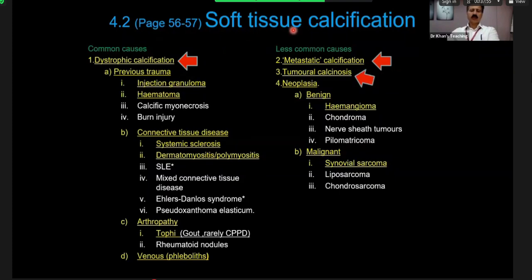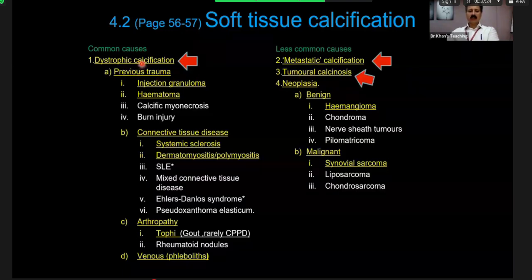Soft tissue calcification. Look at these three words. It should be in your mind. Dystrophic calcification, metastatic calcification, and there is a specific entity which we call tumoral calcinosis. I warn you, you have to remember this for differential diagnosis of two films which come in the exam again and again. So that's why I have highlighted this.